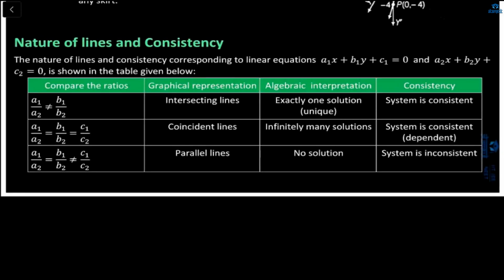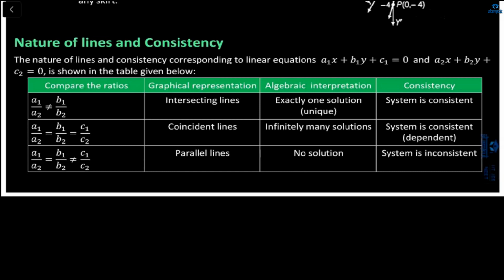Now here you can see a chart. You are going to compare the coefficients. Write all the coefficient values: the coefficient of x, a1, the values of a1, b1, c1, a2, b2, c2. First we are going to take the ratio a1 by a2 and compare it with b1 by b2. If a1 by a2 is not equal to b1 by b2, then you do not need to compare c1 and c2. If a1 by a2 is not equal to b1 by b2, that means both equations will have a unique solution. They will intersect at a single point.